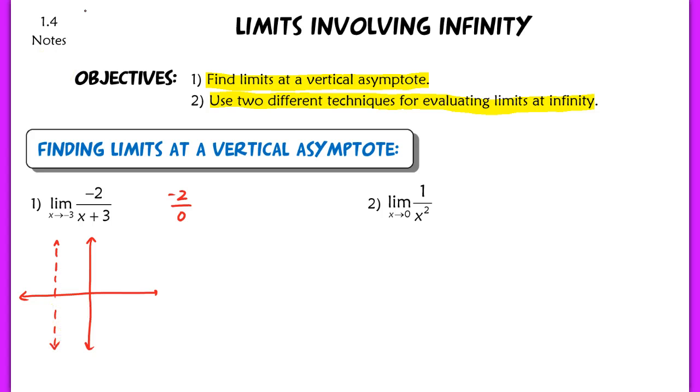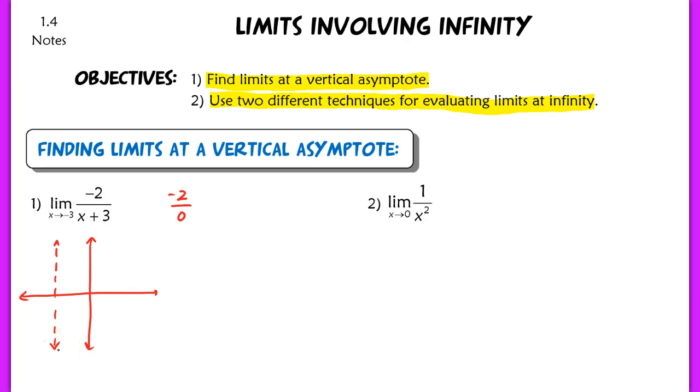So to find the limit of this function as x approaches -3, what we're interested in is the behavior of your function right around that vertical asymptote. So we want to know, as x approaches -3 from the left, do these function values tend towards positive infinity or negative infinity? And we want to know the same thing if x approaches -3 from the right. Do they go to positive infinity, or do they go to negative infinity?